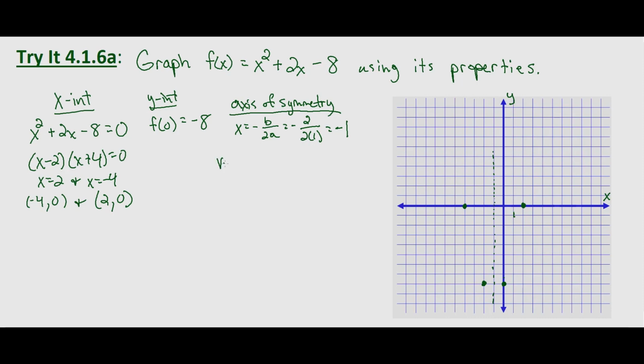And then we'll go ahead and find our vertex. That's at the x value of the axis of symmetry, so x equals negative 1. If we find f of negative 1, that gives us negative 1 squared plus 2 times negative 1 minus 8, which equals 1 minus 2 minus 8, which equals negative 9. So that means that our vertex is at negative 1, negative 9. We'll go ahead and plot that point as well.